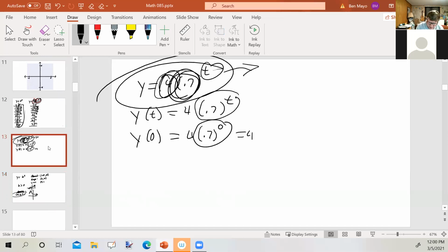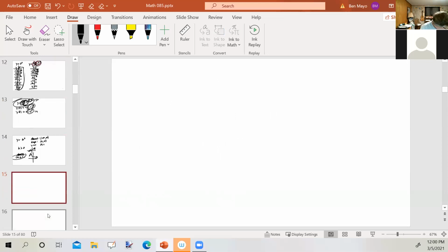All right. So back here, at the beginning of time, we've got a 4, but as time goes on, it's going to decrease because our base is between 0 and 1. All right. Let's take a look at this. It says A equals 500 times 2/3 to the t power, where t is measured in years. Find the amount present in 10 years.